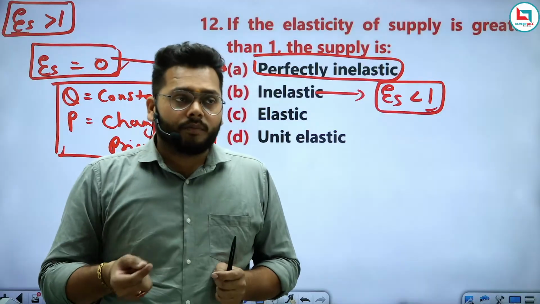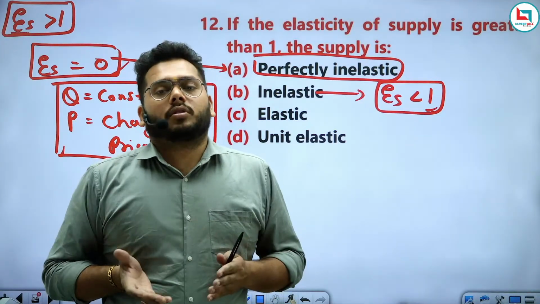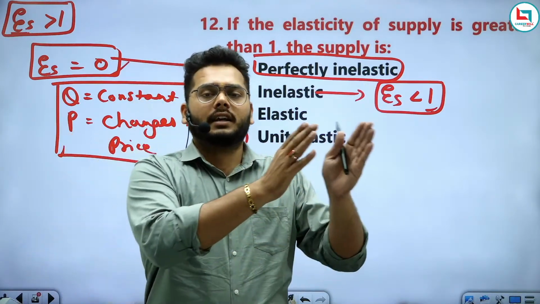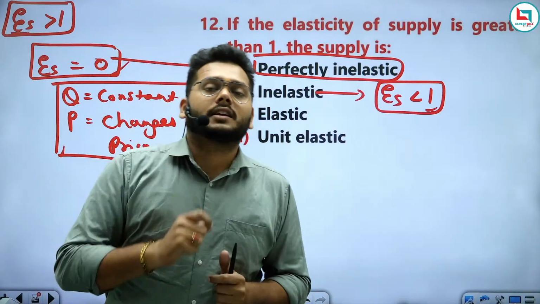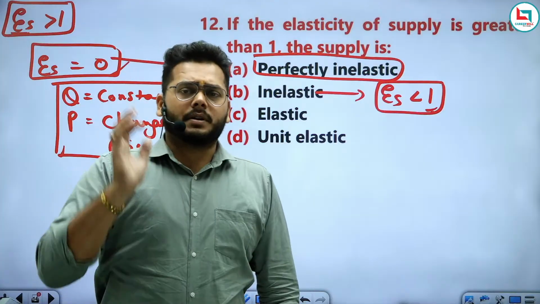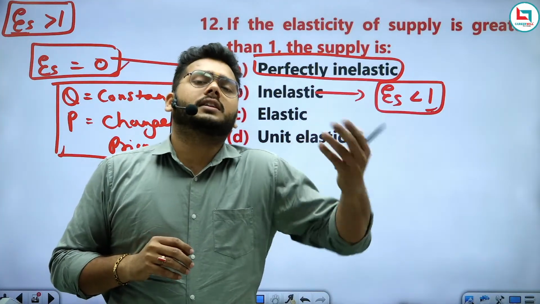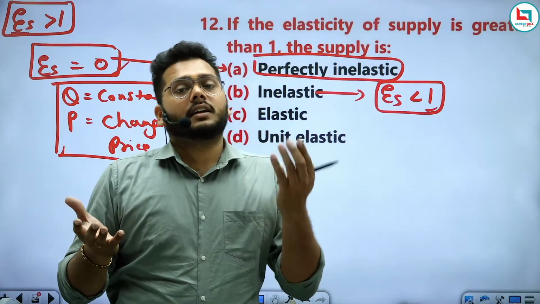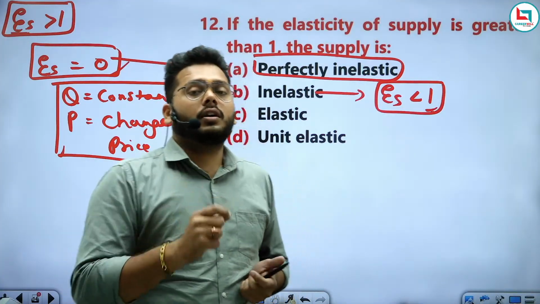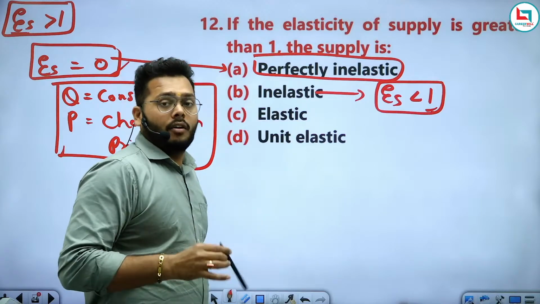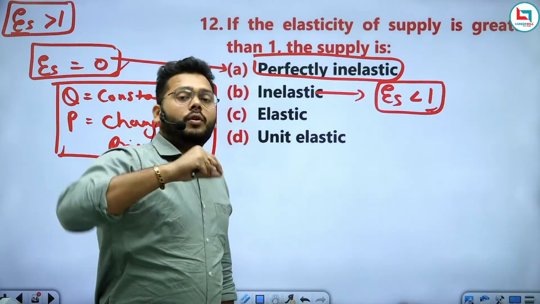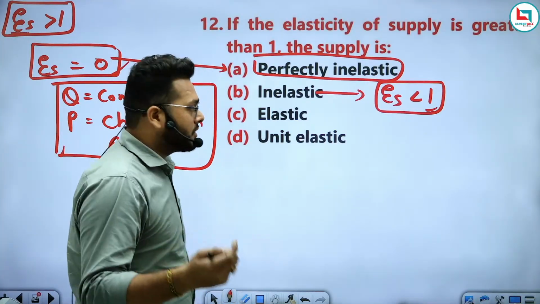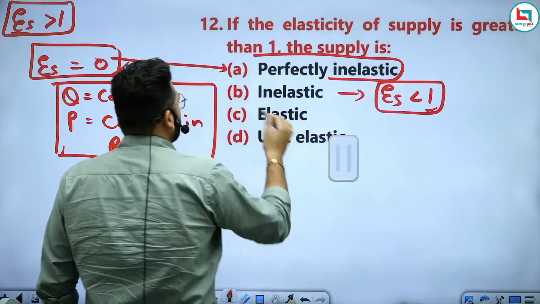Now I am asking you, in simple language, which variable is changing more? Price is changing more, or the quantity supplied by the producer is changing more? So your answer will be: sir, price is changing 10%, quantity supplied by the producer is changing only 3 to 4%. So definitely there is more change in the price and less change in the quantity supplied. So this is the situation of inelastic, when the percentage change in quantity supplied is less compared to the percentage change in price. This situation is known as inelastic.